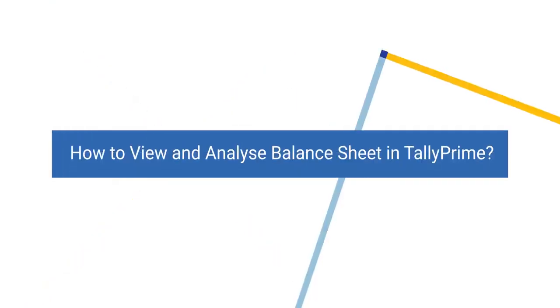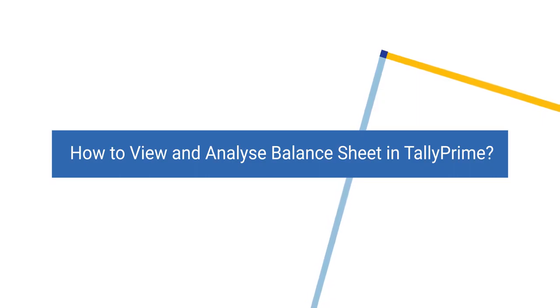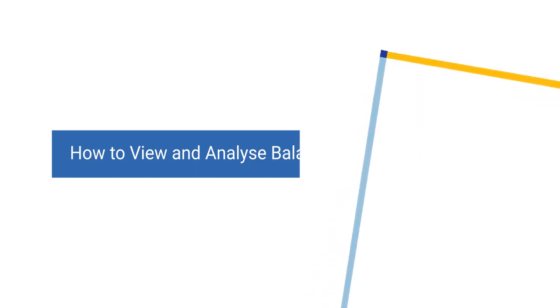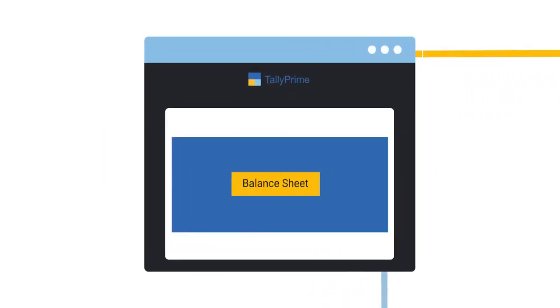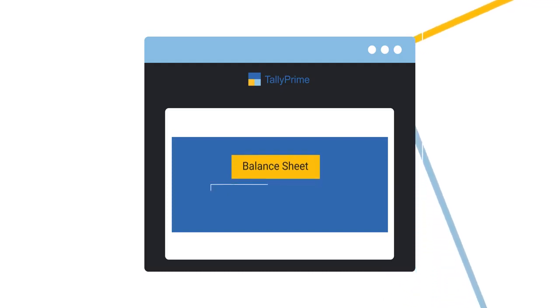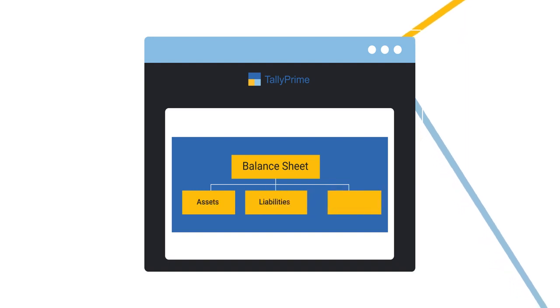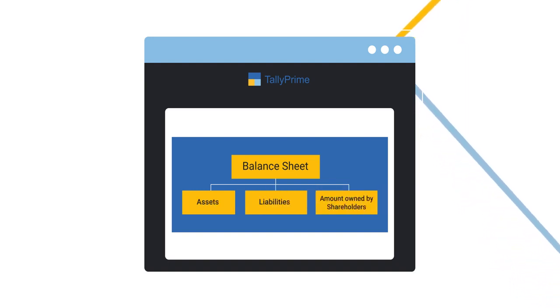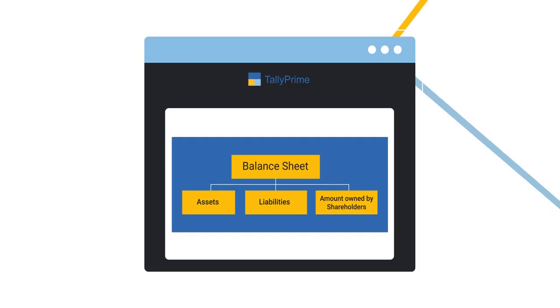In this video, you'll learn how to view and analyze the balance sheet in Tally Prime. The balance sheet is a key financial statement that reveals the details of the company's assets, liabilities, and the amount owed by the shareholders, giving you the complete view of the company's financial position.